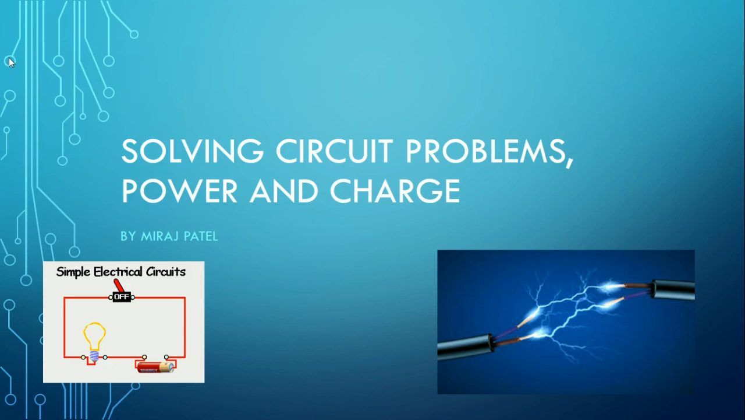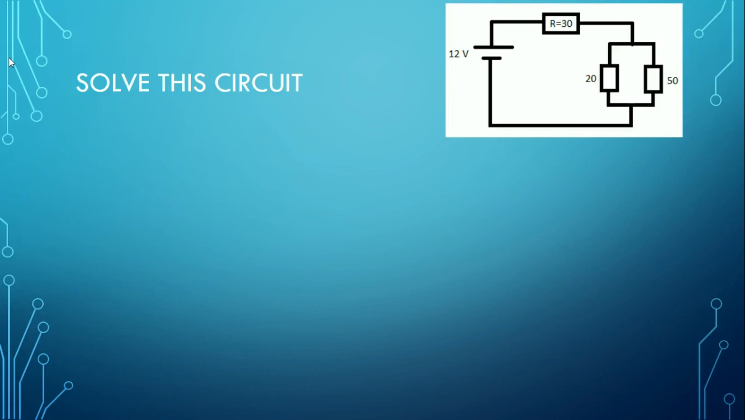Last week we talked about circuits, Kirchhoff's two rules, the loop rule and the joint rule, and we also talked about series versus parallel circuits. And so now we're going to solve some more circuit problems, talk about power and charge. And so first we're going to solve this circuit problem here.